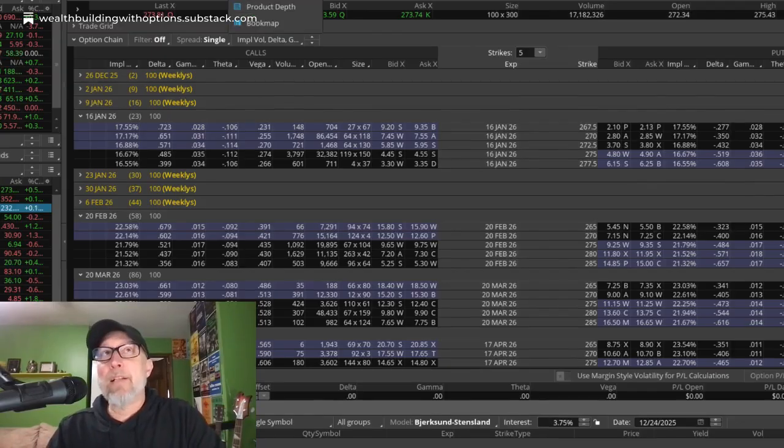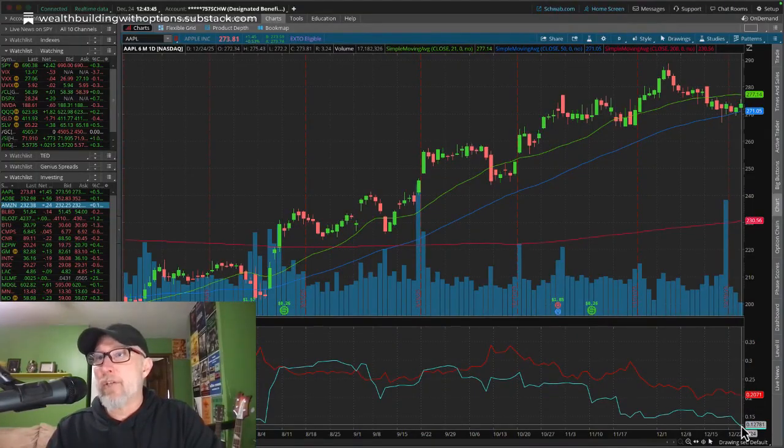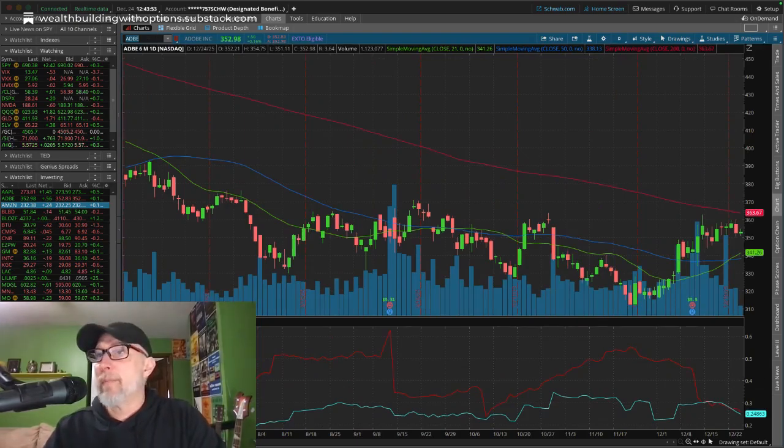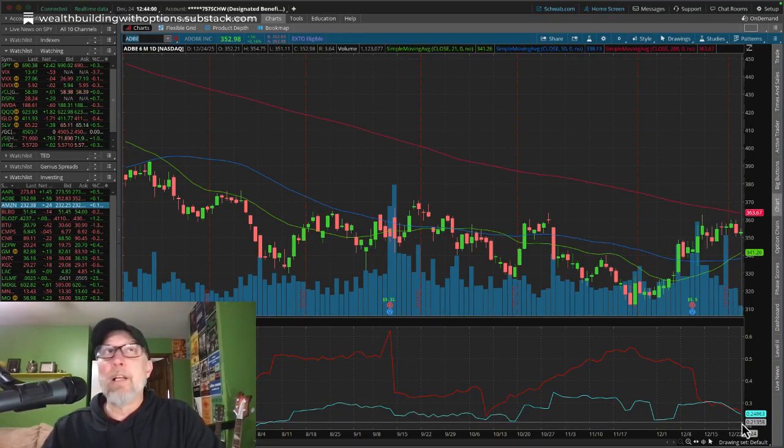Now, all that being said too, we always want to look at volatility. Implied volatility is pretty high compared to historical volatility in Apple. What we tend to look more for is a stock like something like this, where implied volatility is very low, it's close to or even below historical volatility.